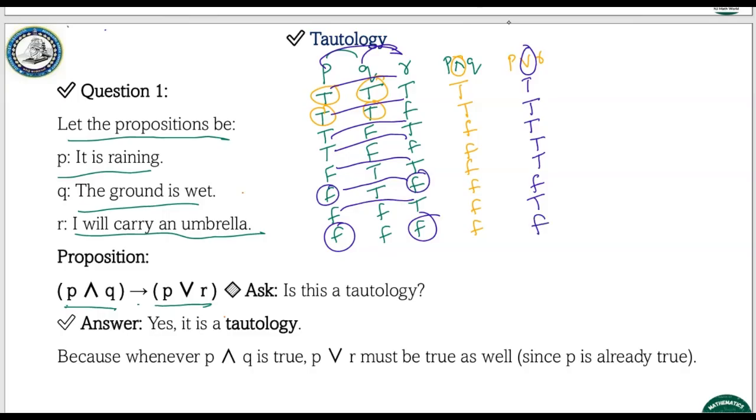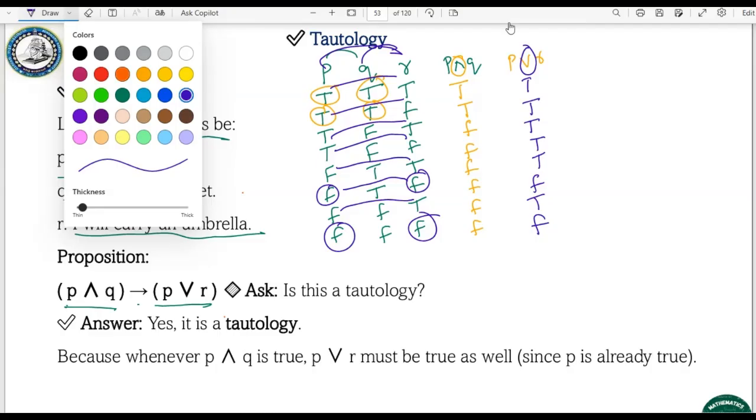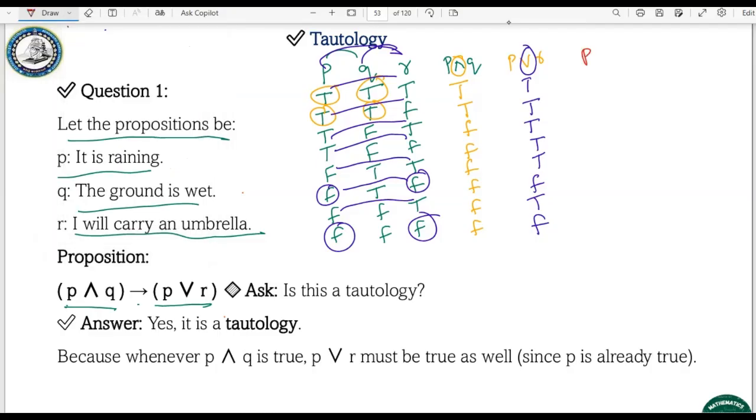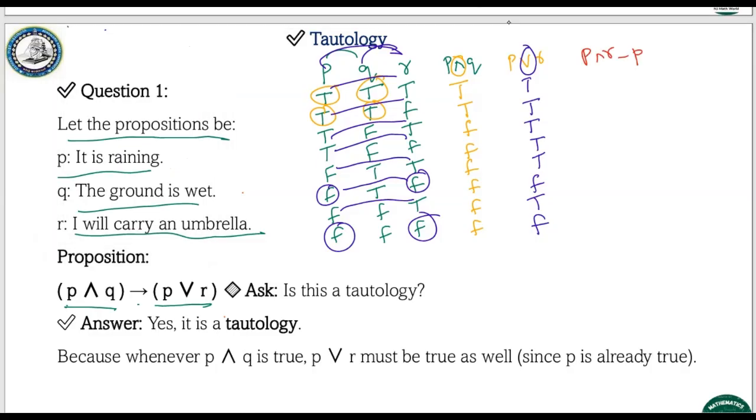Now the last condition: P and Q implies P or R. We have to check in this too. The condition is the arrow mark, that is implication, meaning TF is F. We have to check for the condition TF. No, no, no, no. Only in that condition it is false. Otherwise it is true. So all the values are true.